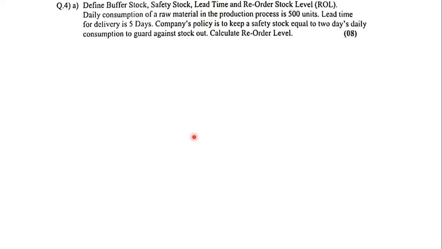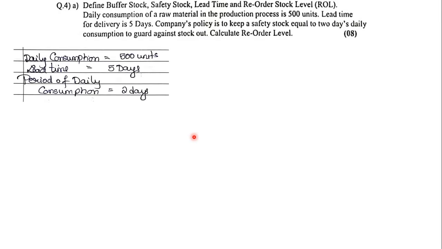So the daily consumption of a raw material in the production process is 500 units. Lead time for delivery is 5 days. The company's policy is to keep a safety stock equal to 2 days of daily consumption. Calculate reorder level. So first we note down whatever data they are giving you.